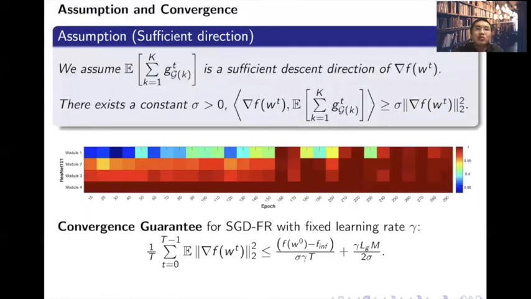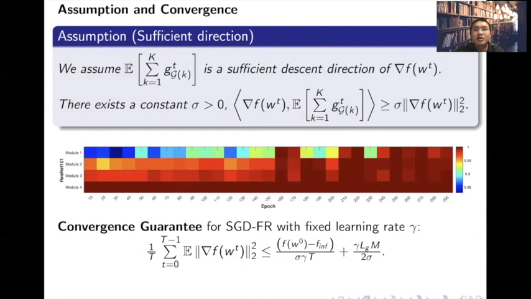In the paper, we also analyze the convergence rate of the proposed algorithm. To analyze the convergence, we propose a new sufficient direction assumption. We assume that the expectation of the gradient computed using the feature replay algorithm is in a positive direction regarding some constant sigma, and it is bigger than 0.